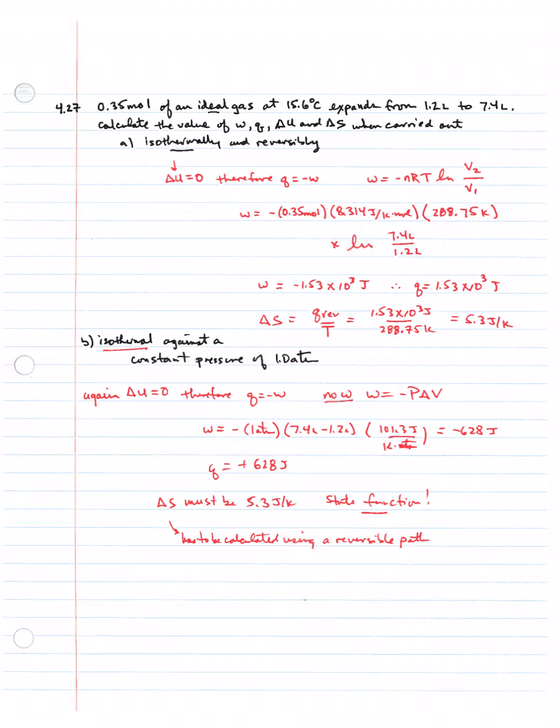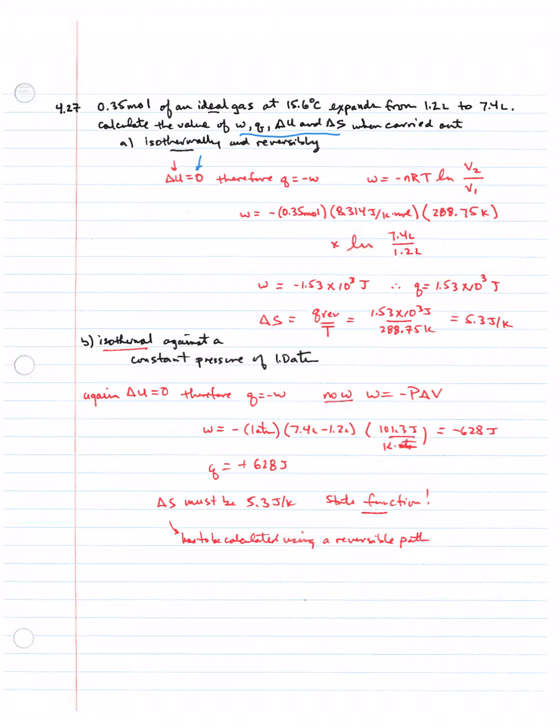In 427, I have 0.35 moles of an ideal gas at 15.6 degrees expanding from 1.2 liters to 7.4 liters. So calculate this string of thermodynamic functions when carried out first isothermally and reversibly. Well, by now, you should realize that some of these trigger words give you the answers inside the definitions of the words, like an isothermal change of an ideal gas has no change in internal energy.